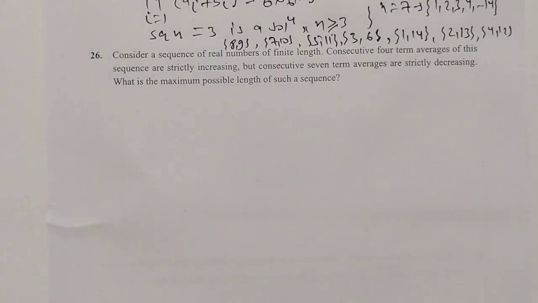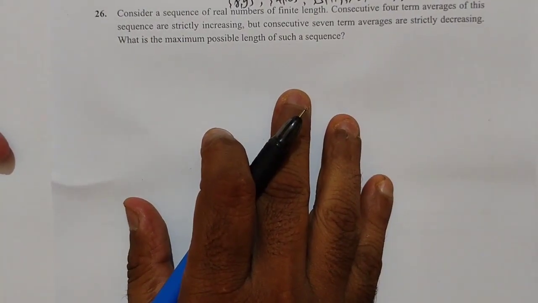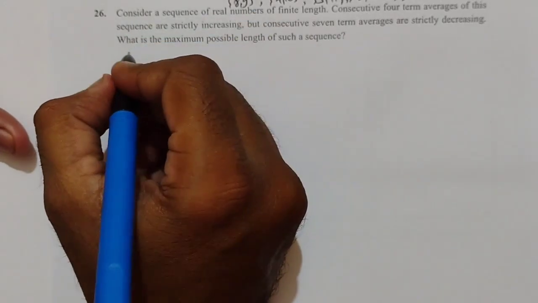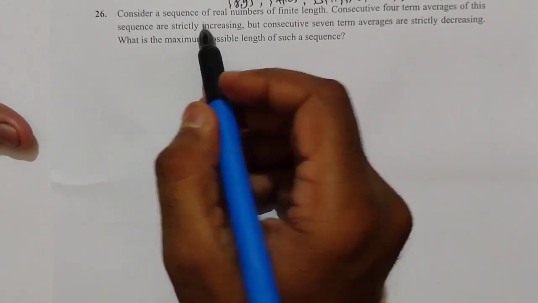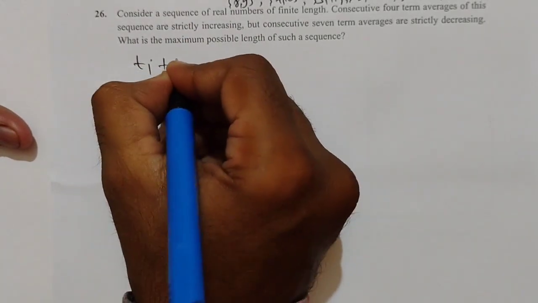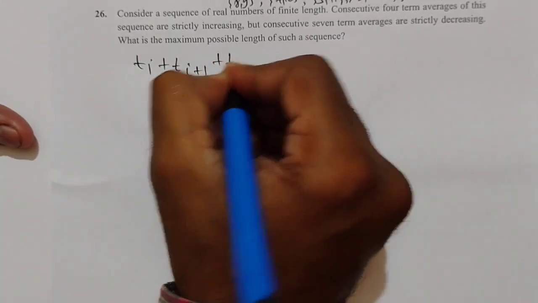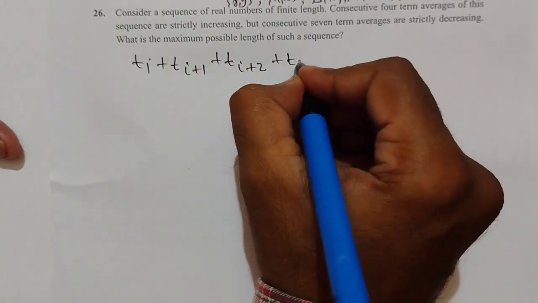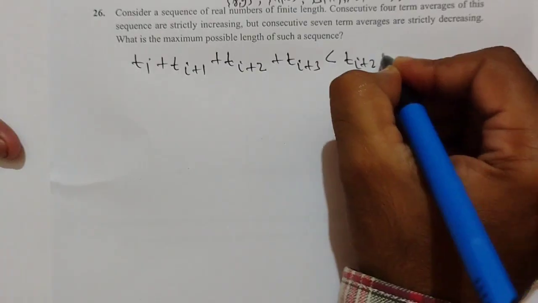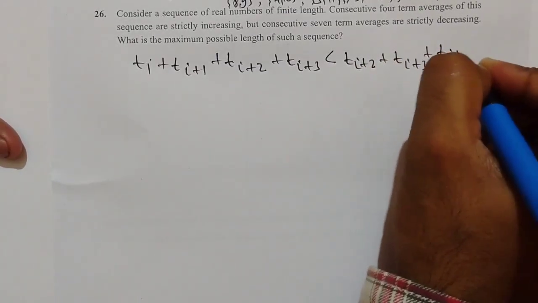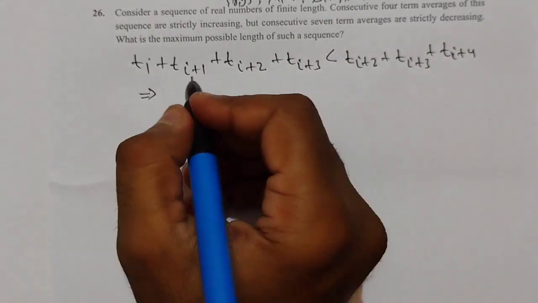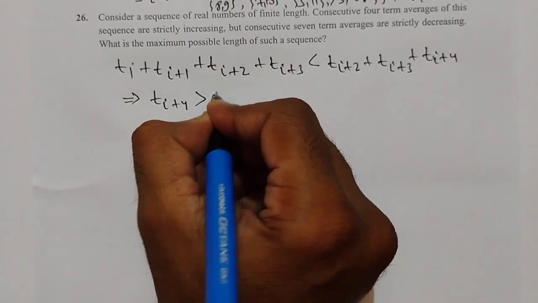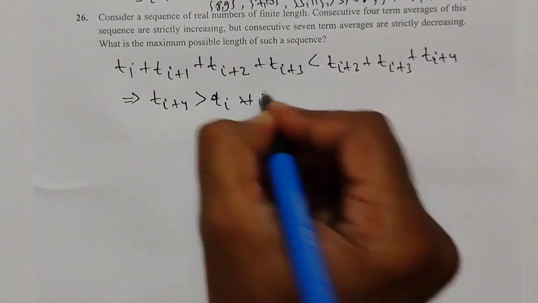So now, to solve this, first of all we have to see that if we use the sequences as t1 + t(i+1) + t(i+2) + t(i+3) less than t(i+2) + t(i+3) + t(i+4), and this will imply t(i+4) is greater than t(i) for all i.